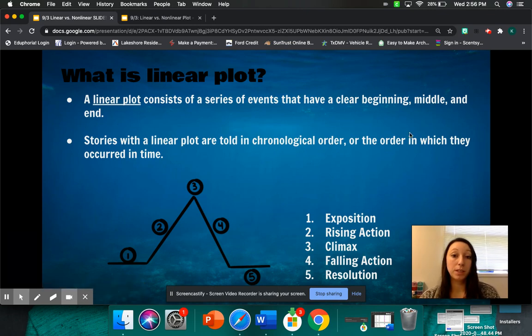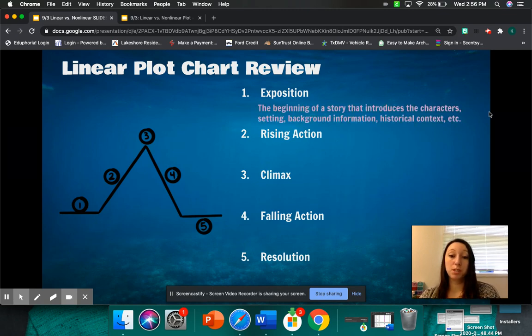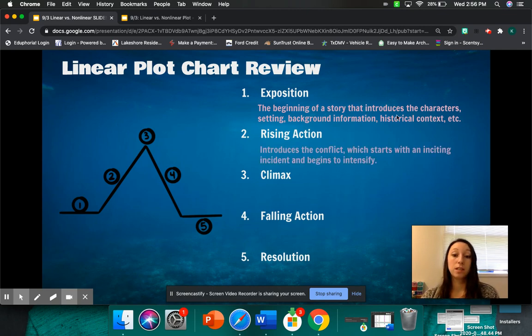So remember, these slides are available underneath the videos. There's a little picture of the slide that you can click on and it'll open up the slides, just like this. Linear plot chart review. What is an exposition? An exposition is the beginning of a story that introduces the characters, setting, background info, and historical context. The rising action introduces the conflict, which starts with an inciting incident and begins to intensify.